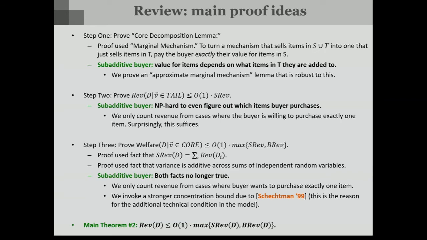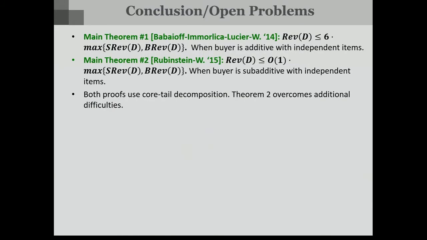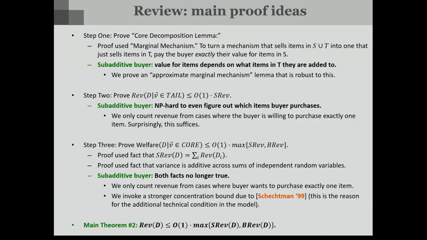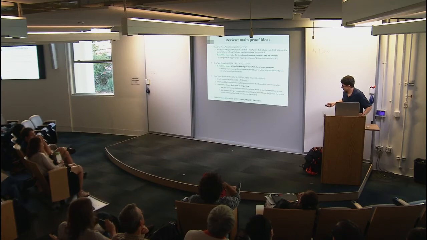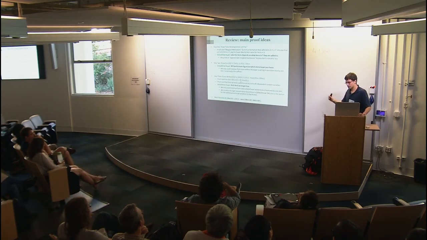I know that's really high level, but these three things together culminate in the main theorem, which is that for any distribution over subadditive valuations with independent items, the better of Srev and Brev gets you a constant factor approximation. So what is Srev here? How do you compute it? For Srev, I have some pricing scheme, and for this pricing scheme, I am only counting revenue in instances where the buyer is willing to purchase exactly one item. Does that make sense?